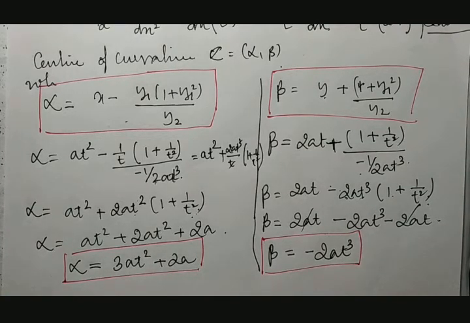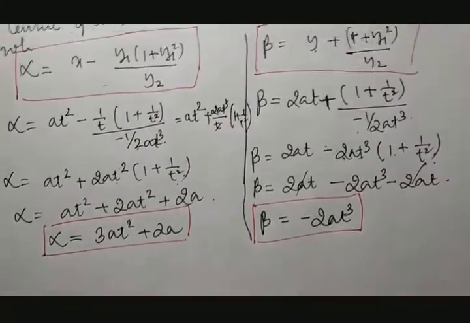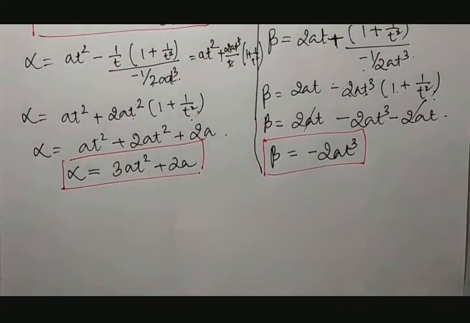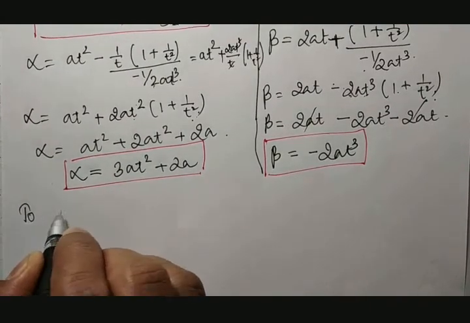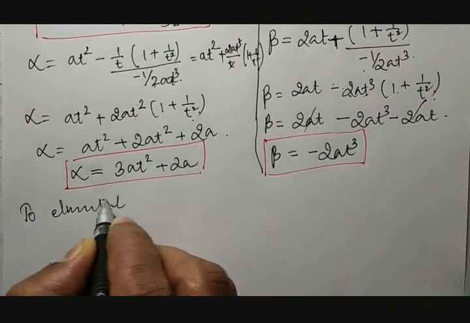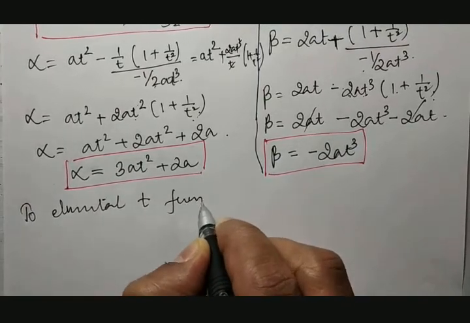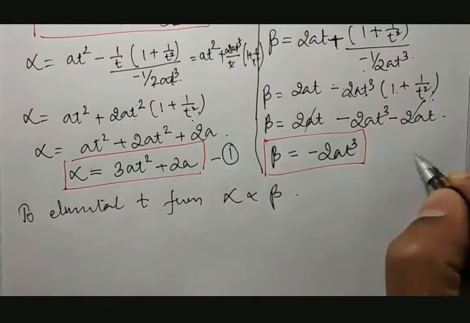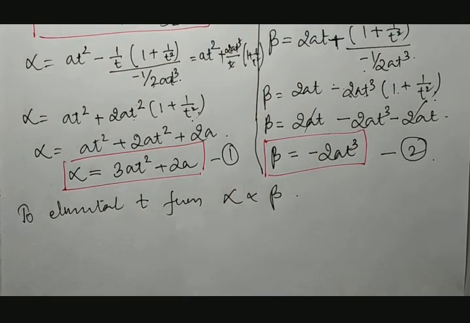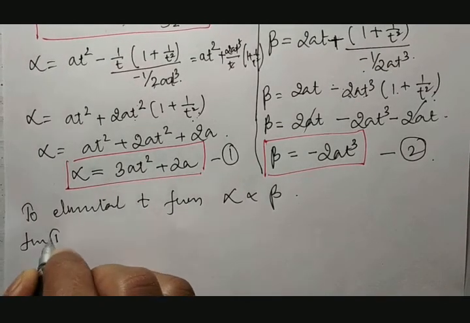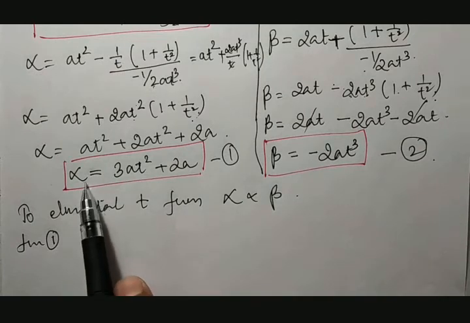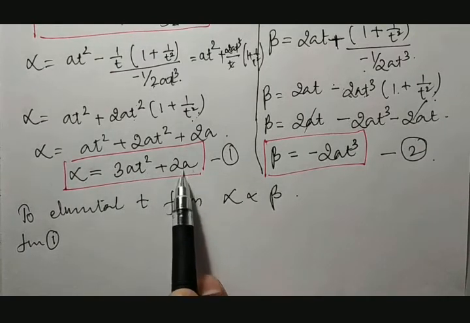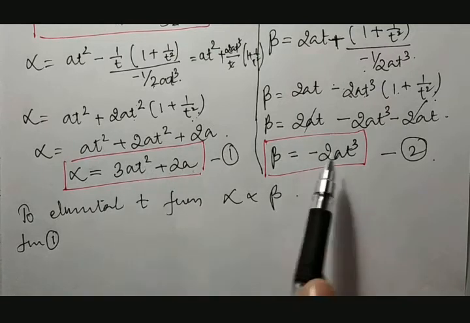Okay. So we got alpha and beta. Then what else is to be done? We need to eliminate the value of t from alpha and beta. How do you eliminate? Now we can see. I'll call this equation number 1 and this equation number 2. Alpha 1, beta 2. Then from equation number 1, what is that? Alpha is equal to 3at square plus 2a. We need to eliminate the value of t from both.